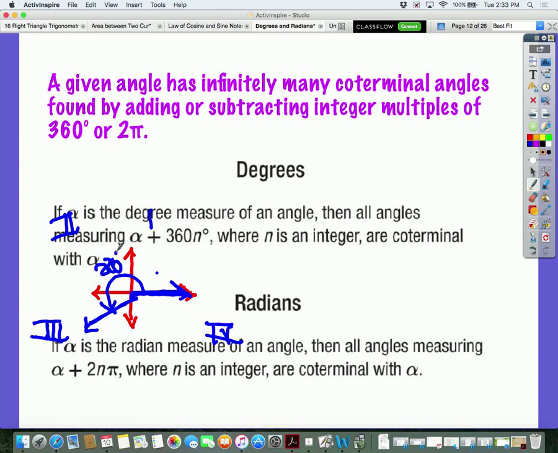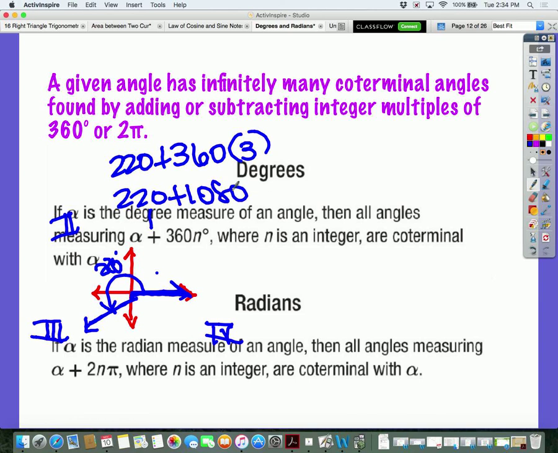Now, all the angles measuring alpha plus 360n, where n is an integer, are coterminal with alpha. Somebody give me a value for n. 3. Okay? So if I do alpha, which is 220, plus 360 times 3, what's 360 times 3? 1,080. So you have 220 plus 1,080, which is 1,300 degrees. That right there is a coterminal angle to 220.